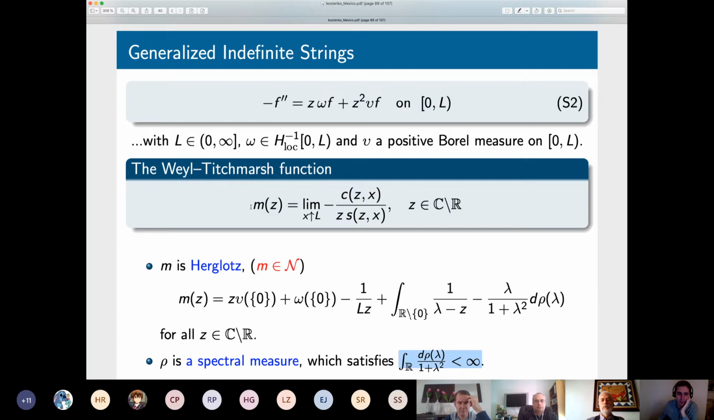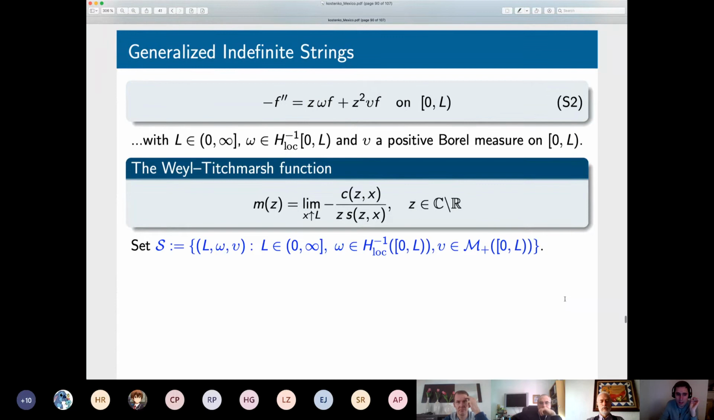But for us, it's important that M plays the same role for this spectral problem as M plays for strings. That is, the measure rho here is indeed a spectral measure. All spectral information about the problem is contained in this function, in this measure rho here.